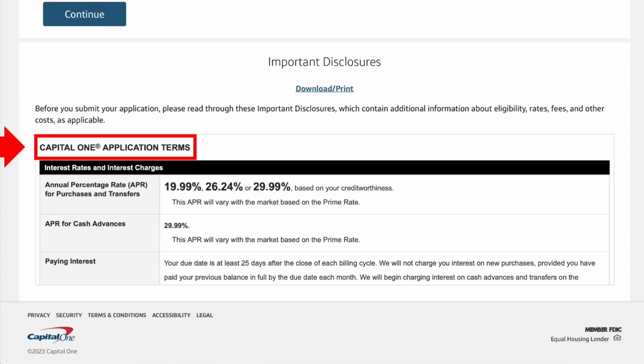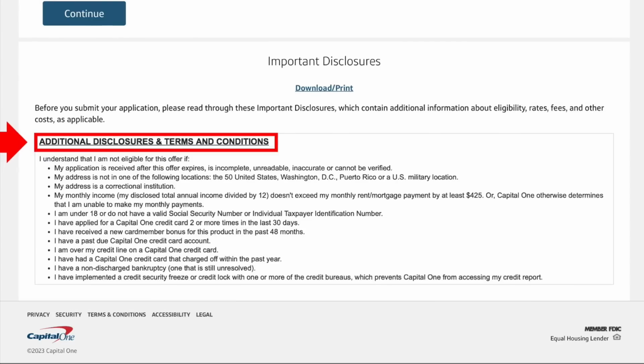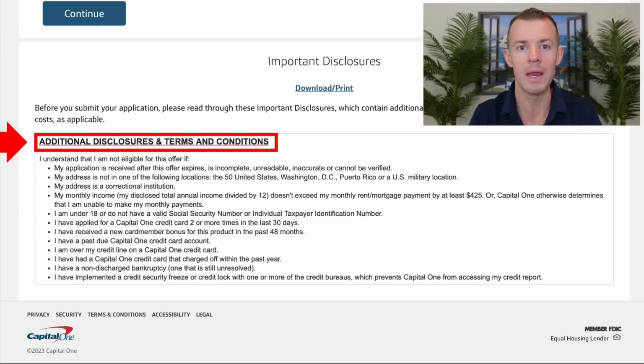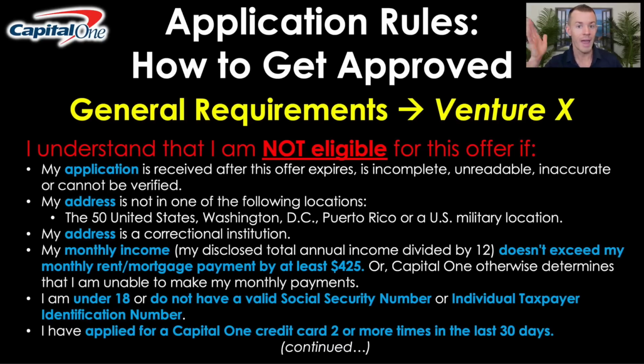So scroll within that box all the way, I'd say at least midway down, maybe a bit further, to the section that is called Additional Disclosures and Terms and Conditions. And that's where you'll see the main bullet points of the requirements for that application. The ones that I have here as an illustration on the screen for you are pulled from the Capital One Venture X credit card, which is a very popular one among a lot of people.